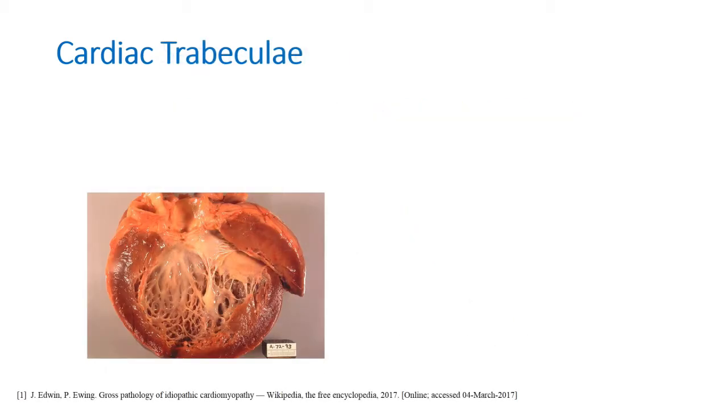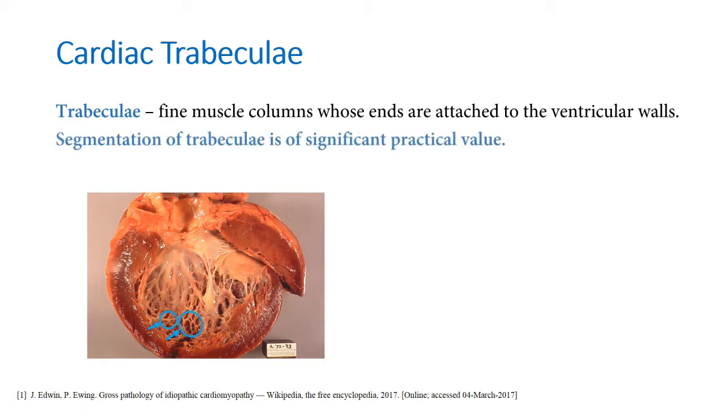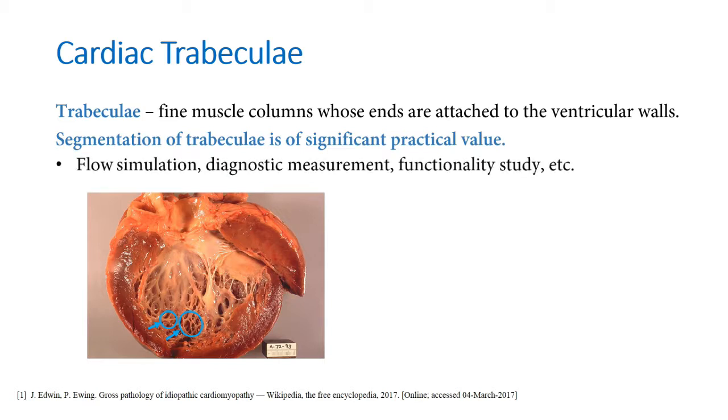One major challenge in cardiac segmentation is the extraction of trabeculae, which are prevalent within ventricles. Trabeculae are fine muscle columns whose ends are attached to the ventricular walls. They play an important role in cardiac functionality and are critical in estimating volume-based metrics. Accurate segmentation of these structures is of great practical value and can be used for blood flow simulation, diagnostic measurement, functionality study, and so on.